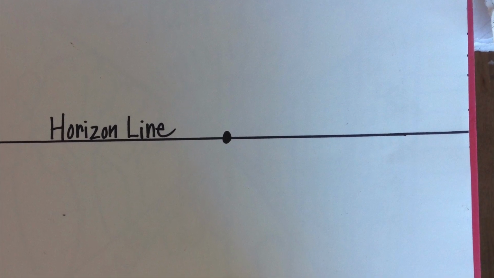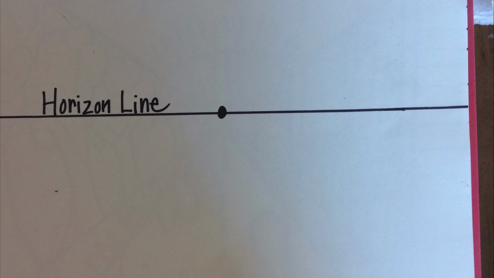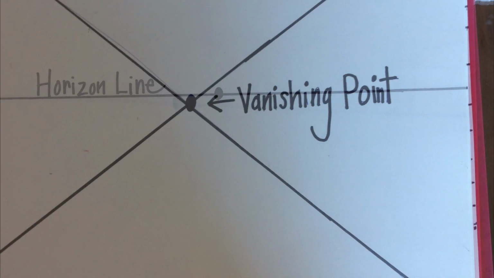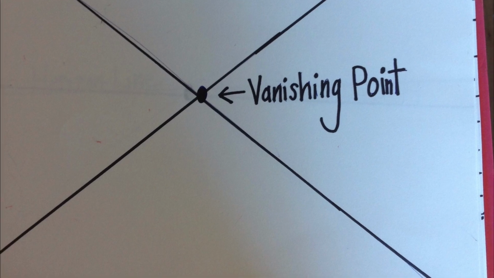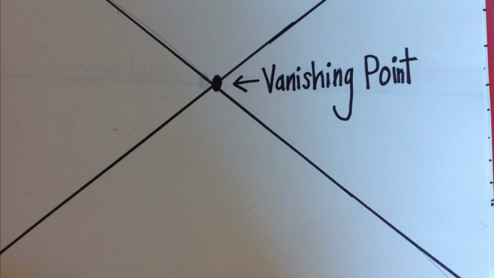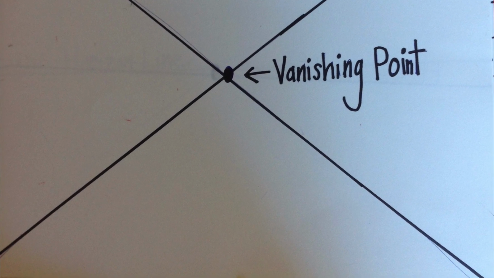We're going to learn about a horizon line where the sun sets, the moon rises, where the ocean meets the sky. Within that horizon line will be a vanishing point. That point is the one point in the one-point perspective, and where our objects are going to get smaller as we get closer to that vanishing point.